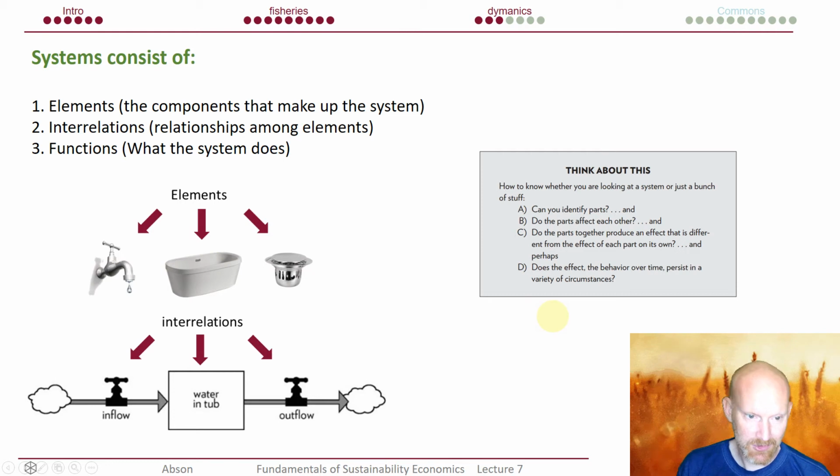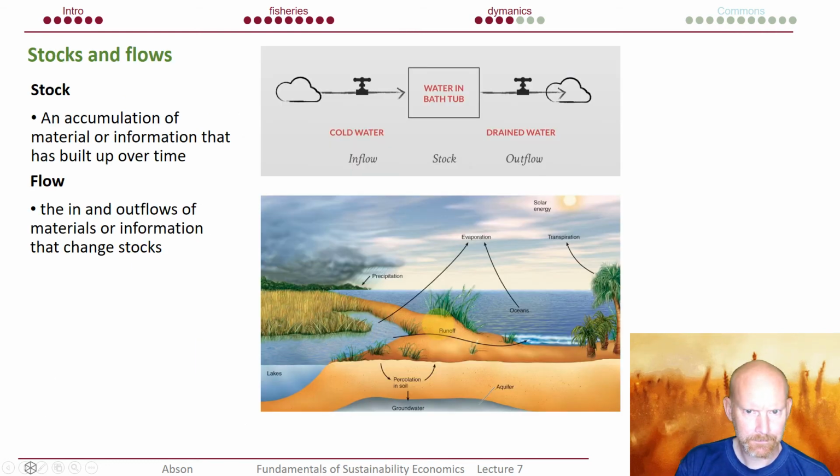It doesn't matter who's doing the pouring, that system still works in the same way. A lot of this is based on stocks and flows. A stock is an accumulation of material or information that's built up over time, and a flow is the inflows and outflows of materials and information that change those stocks. You can think of the bathtub as an example.